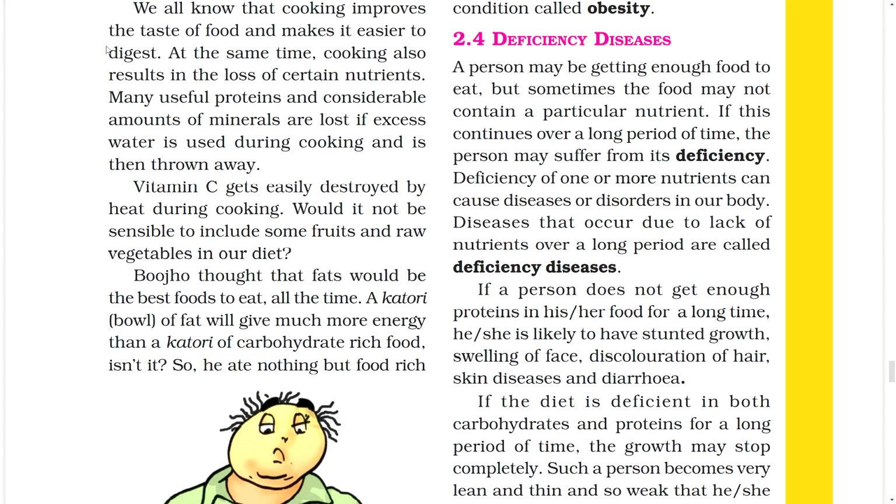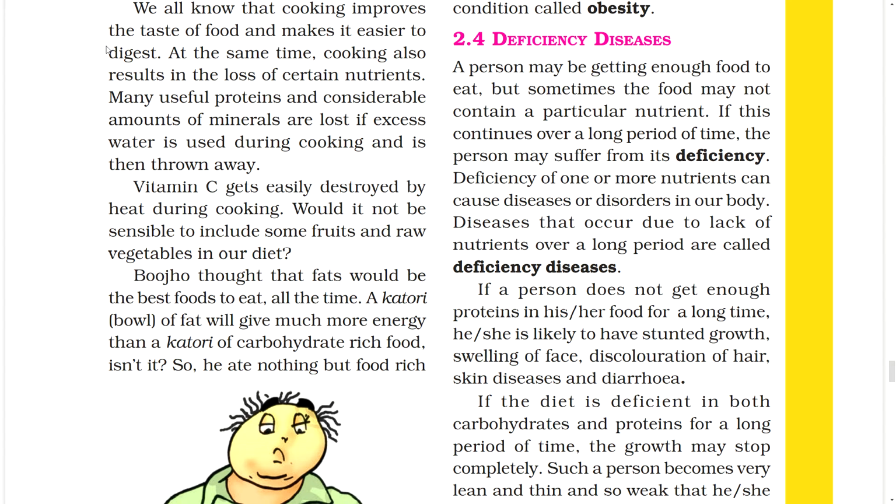Deficiency diseases. A person may be getting enough food to eat, but sometimes the food may not contain a particular nutrient. If this continues over a long period of time, the person may suffer from its deficiency. Deficiency of one or more nutrients can cause disease or disorder in our body. Diseases that occur due to lack of nutrients over a long period are called deficiency diseases.